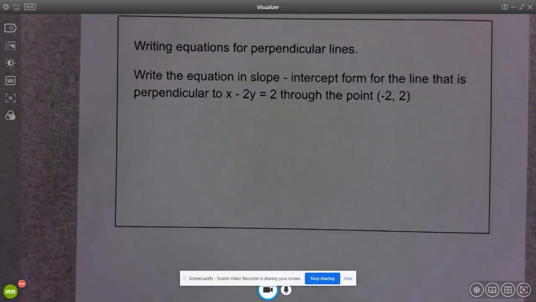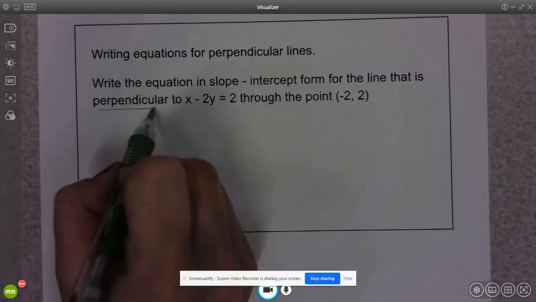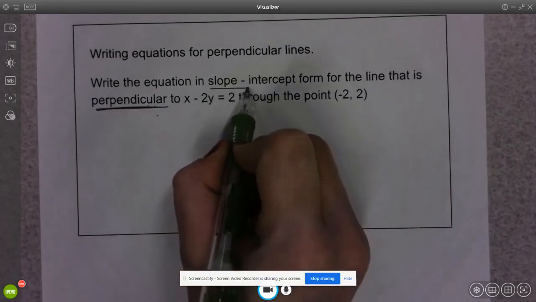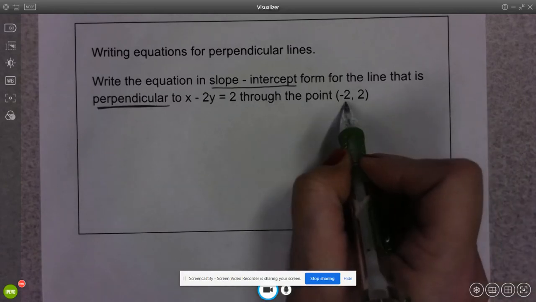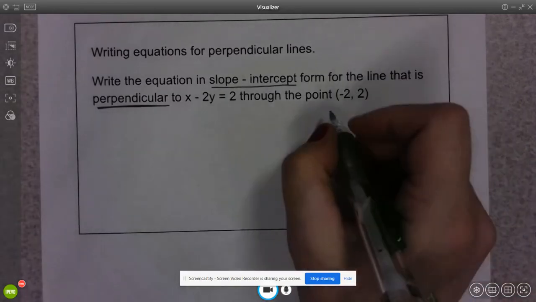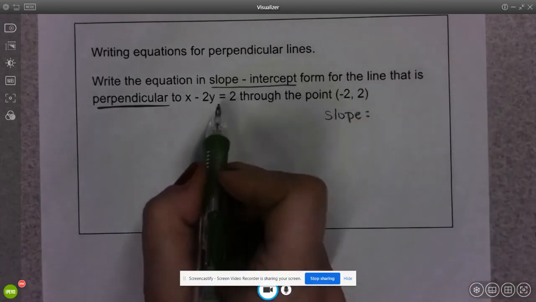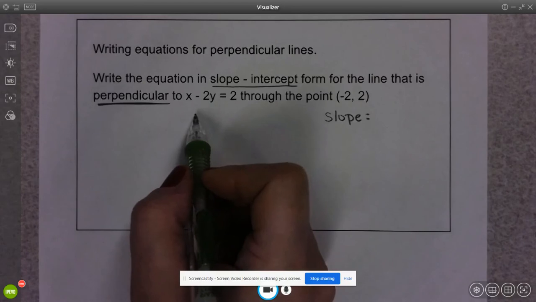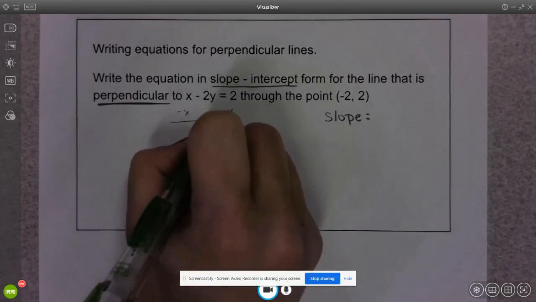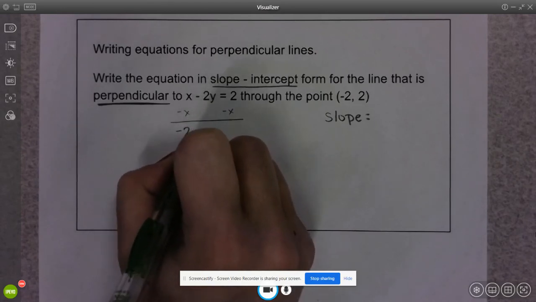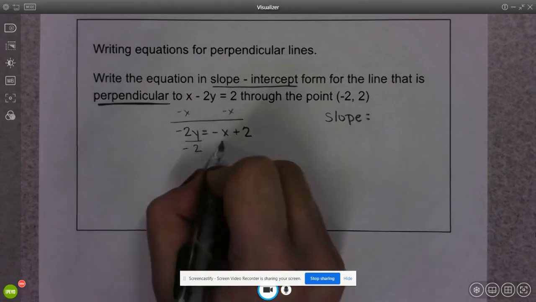Last one we're going to look at, they want us to write an equation that's perpendicular, again in slope-intercept form, and then they gave us a point. So since they gave me a point, I need the point and the slope. Well, I don't have the slope in standard form, so I'm going to have to rearrange this. Getting this into slope-intercept form.